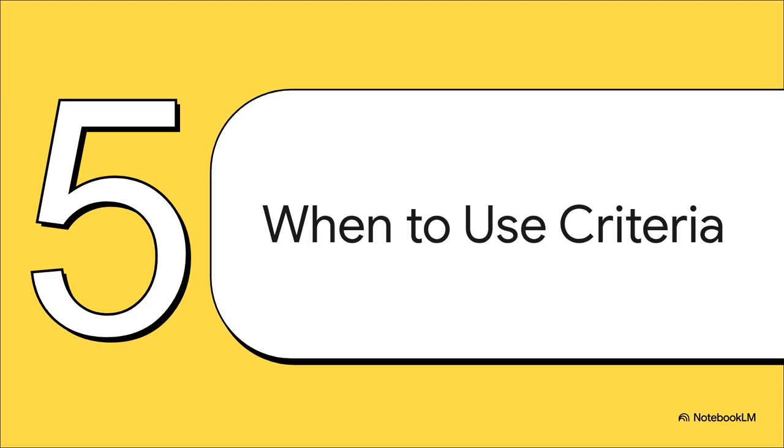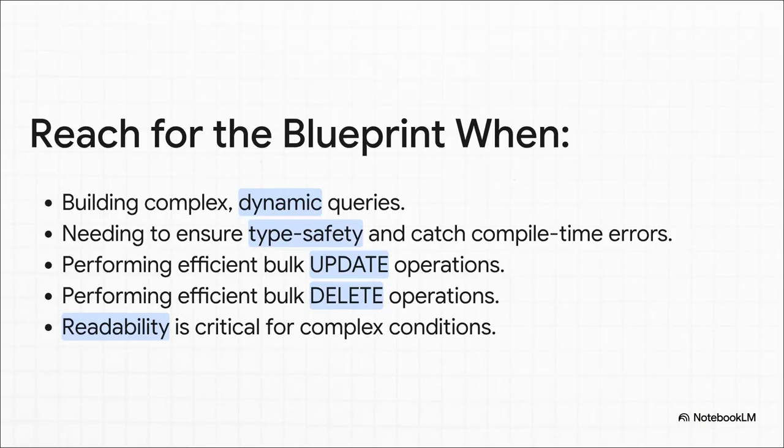Okay, so with all this power, you might be wondering, when should I actually reach for this? Because let's be honest, for a super simple static query, this can be a little bit of overkill. So here's the bottom line. You should absolutely reach for this when you're building those complex, dynamic queries with a bunch of optional filters, when you need to guarantee type safety, when your code is just becoming a mess of string building logic. And honestly, for any bulk update or delete, it should be your default choice, period. The performance benefit is just too good to pass up.